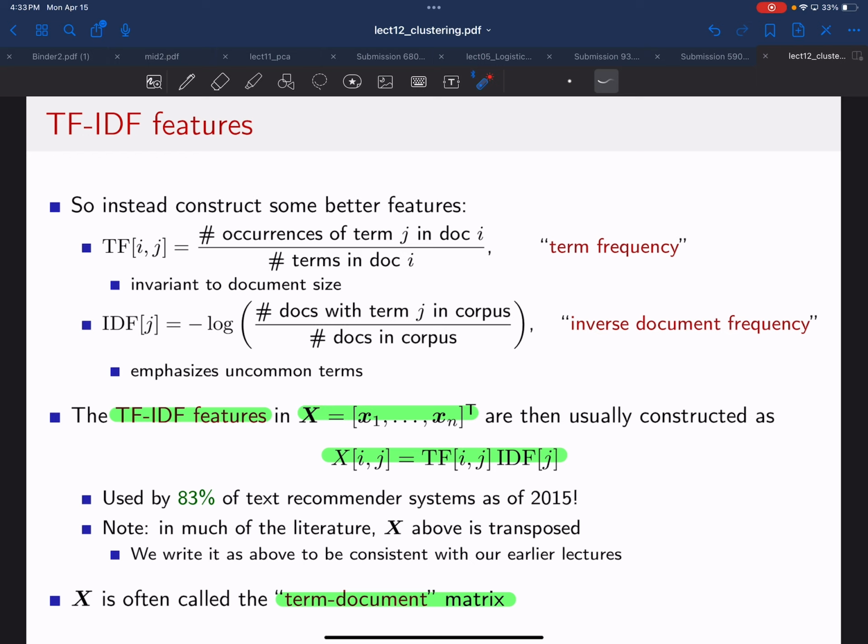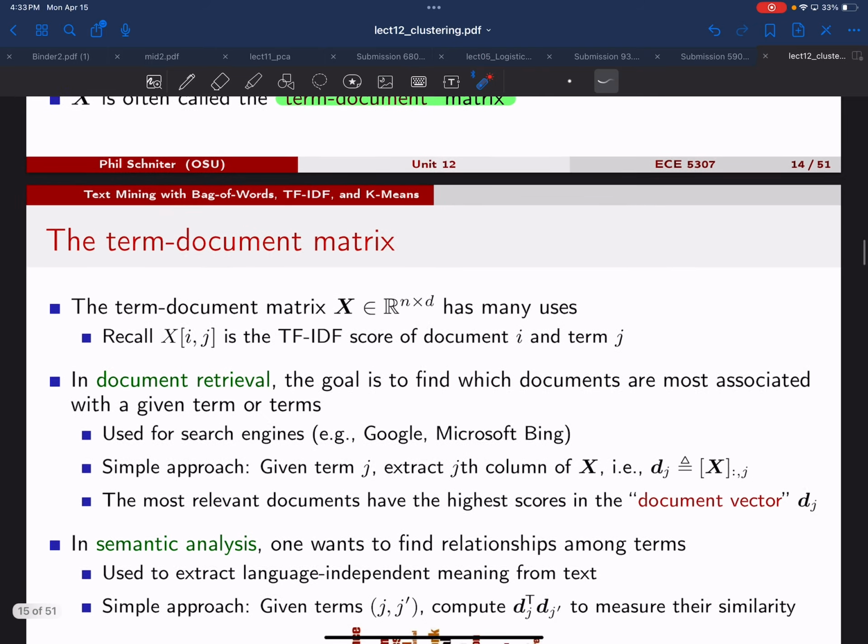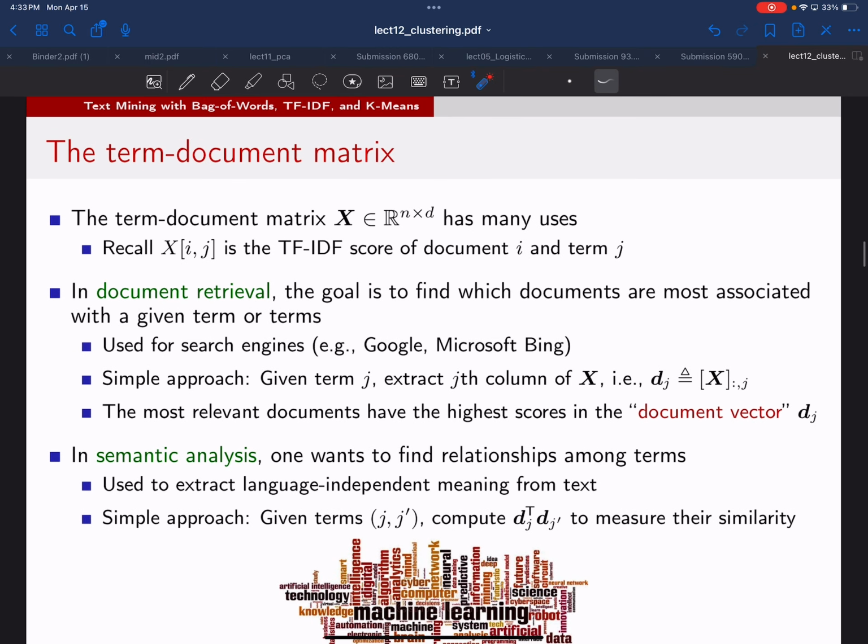All right, any questions? All right. Okay, so let's talk a little bit more about this term document matrix. First of all, how could you use this?